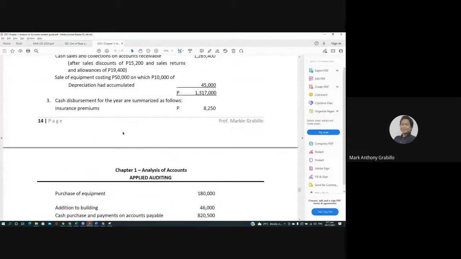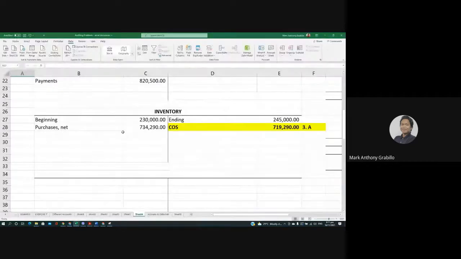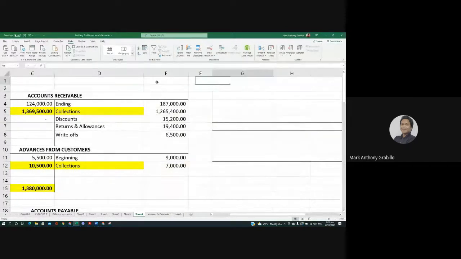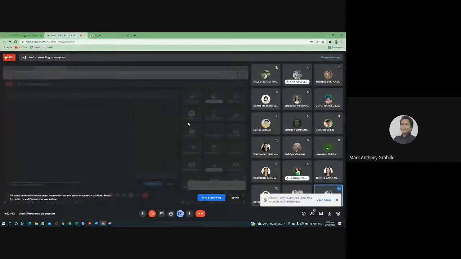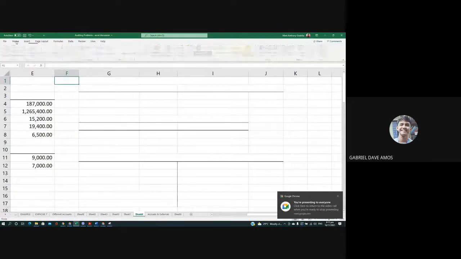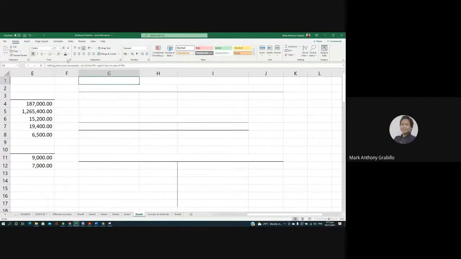So how do we compute for the gain or loss on sale of equipment? Class, paano tayo magko-compute ng gain or loss on sale of equipment? Do you have any idea? Sales less equipment. Yung net po ng equipment. That's correct. So how do we compute for the gain or loss on sale of equipment?